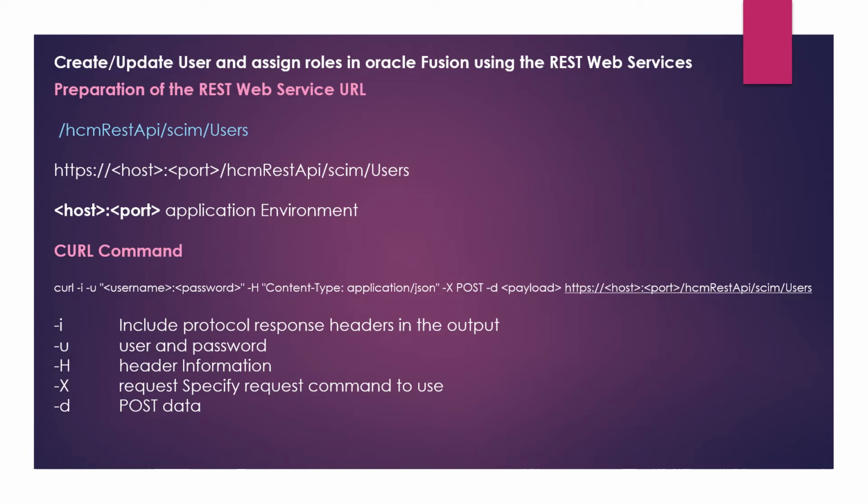And we have another parameter called X, which is the request. You are going to post the record or going to get the information, such information you can use this. And d is for post data, so what is the payload that you are going to provide, you provide it here. Finally, the URL of the REST web services. This is a command that is available. And make sure the parameters I, U, H are all case sensitive. In case of I, if you try to use capital letter I, then it will behave differently.